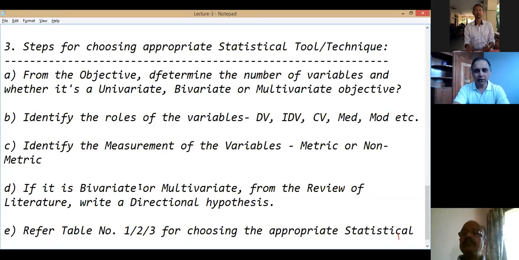First, the objective will come, variables will come, their roles will come, and their measurements will come. Once you have understood all these things and gone through the review of literature, you are ready with a hypothesis. Now part E says refer to table number 1, 2, or 3. So let me show you table number 1, 2, and 3, and that will be the conclusion for our day.